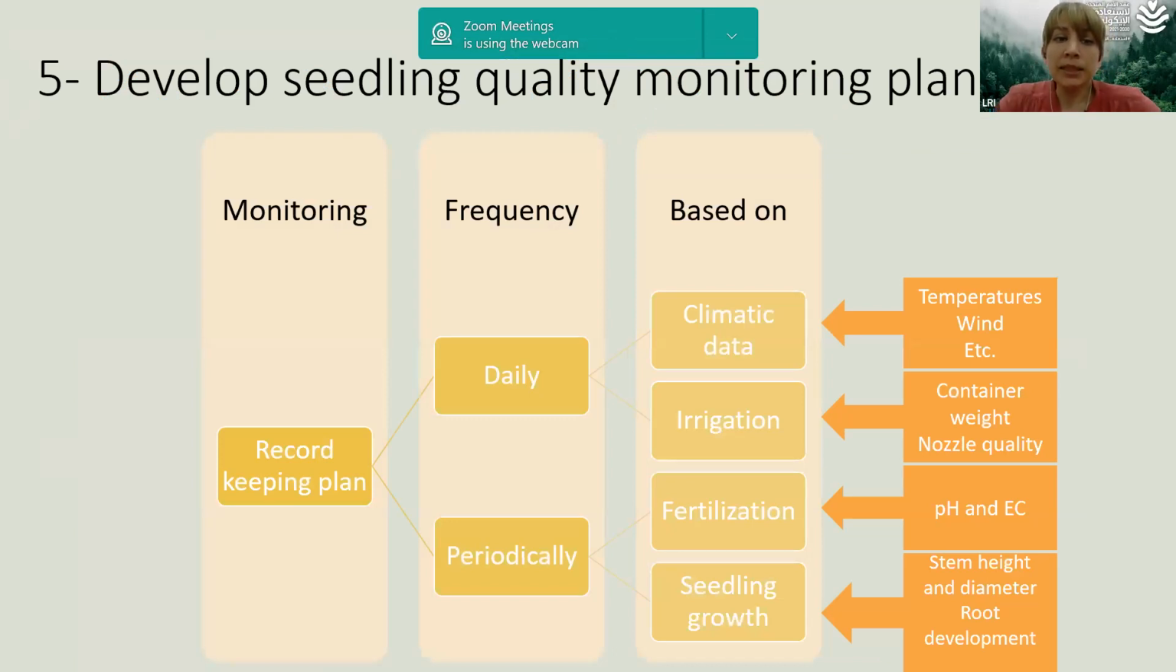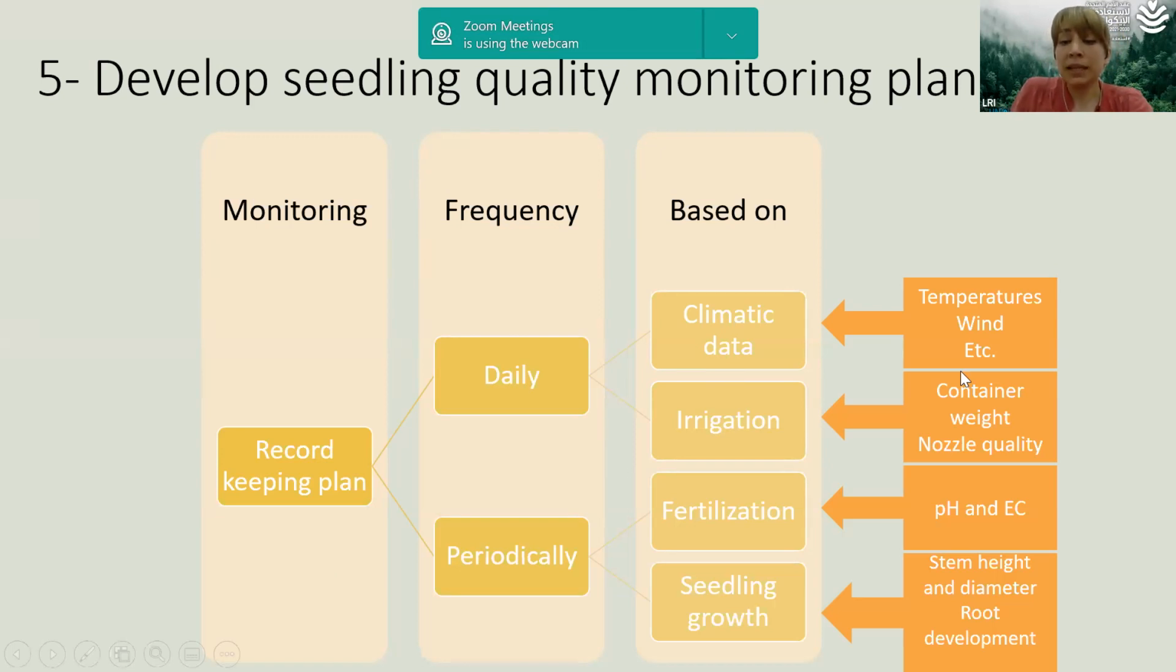Developing a seedling quality monitoring plan is one of the most important things that we can do during the season, because if any mistakes or any outplanting failure happen due to seedling quality, we can trace it back from our monitoring plan and record keeping. So monitoring can have a daily or periodic frequency, and it's based on climatic data, irrigation, fertilization, and seedling growth.